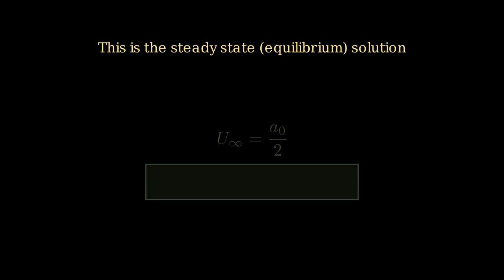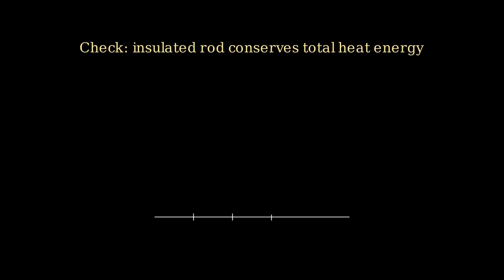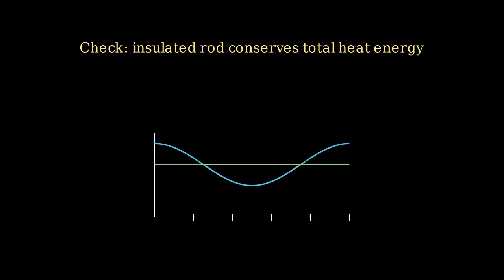To check this, think physically. A perfectly insulated rod cannot lose any heat to the outside world, so the total thermal energy inside the rod stays constant over time. That means the final constant temperature must equal the starting average temperature of the rod, which matches exactly what our formula gives.